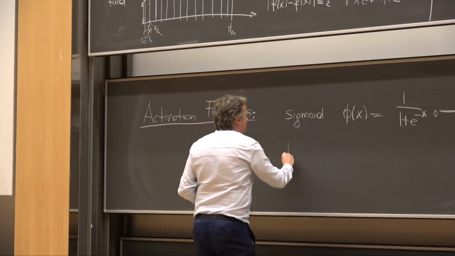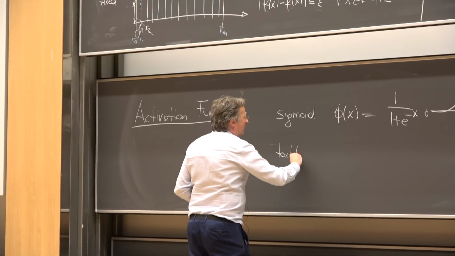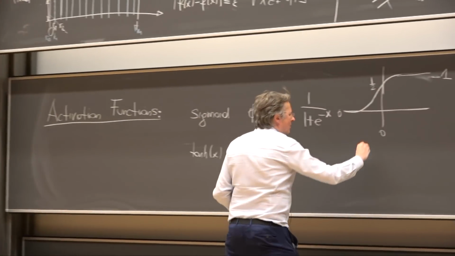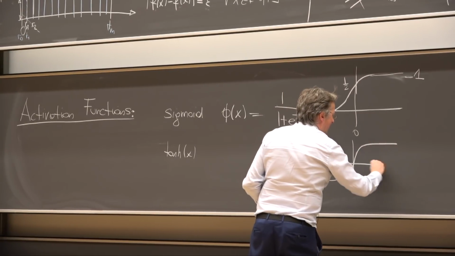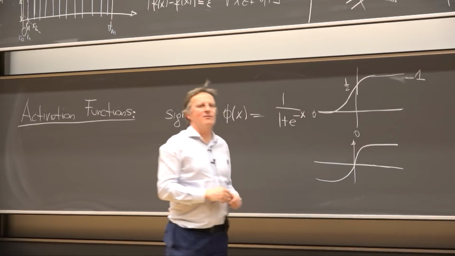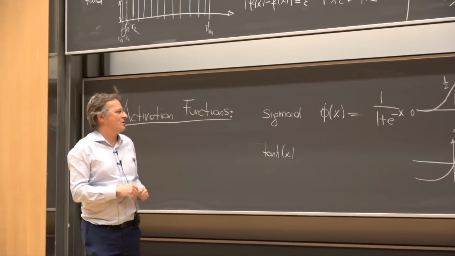Okay, so there's tangent hyperbolicus, which is essentially the same, but now it just goes from -1 to 1, so it's kind of symmetric, but otherwise it's essentially just a shift in the scale. It's not really much difference.